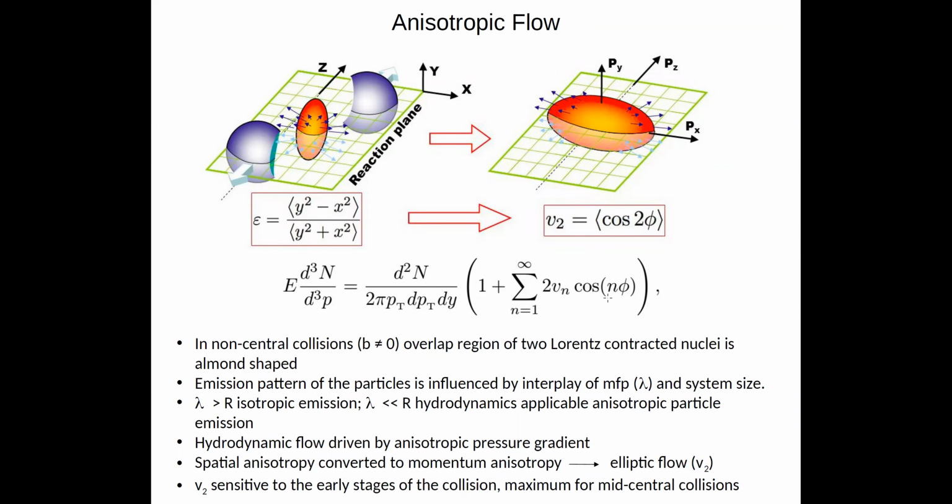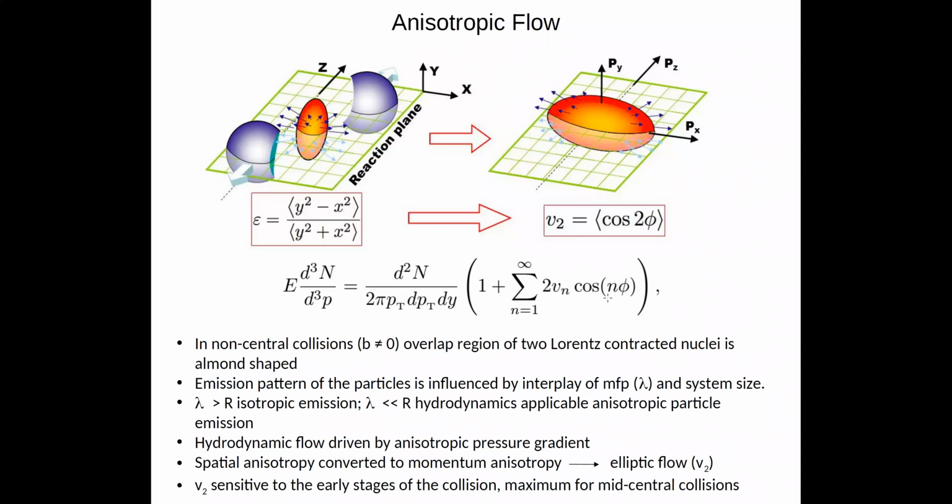Okay, so there are certain properties of V2. First, it is sensitive to the early stages of the collision, and it is maximum for the mid-central collision. For both of these statements, if we expand on what Devashish has now said, I can try to convince you of both. Initially the state is highly anisotropic in space. Then there is an anisotropic pressure gradient which converts the initial state spatial anisotropy to the momentum space anisotropy. And then more particles are transported along the x direction compared to the y direction.